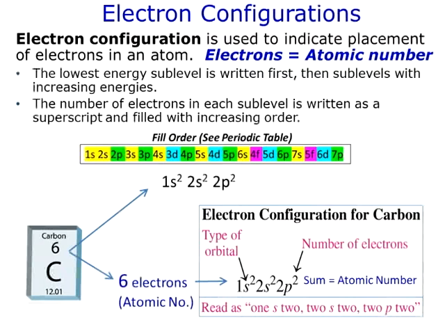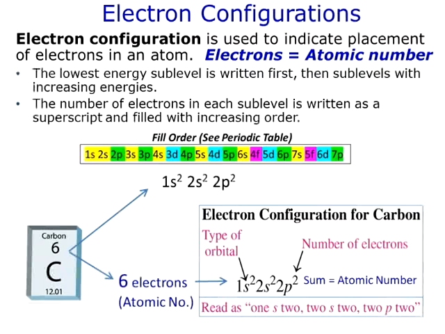And we read it as 1s2, 2s2, 2p2. That's how we know we have carbon, because that is its unique electron configuration. Its electron configuration is 1s2, 2s2, 2p2.